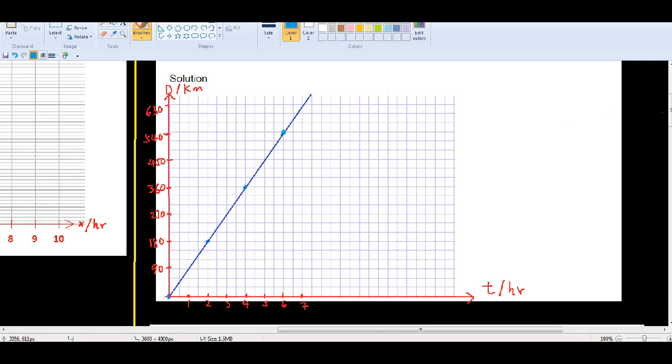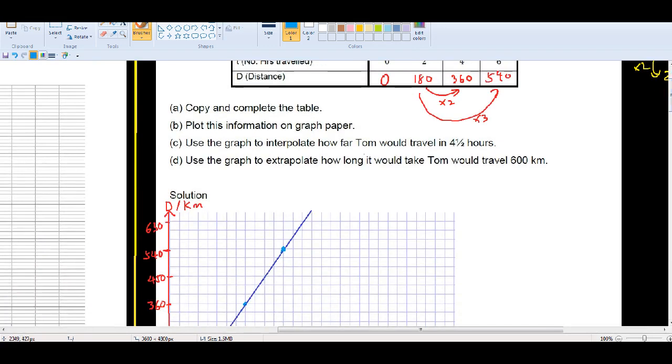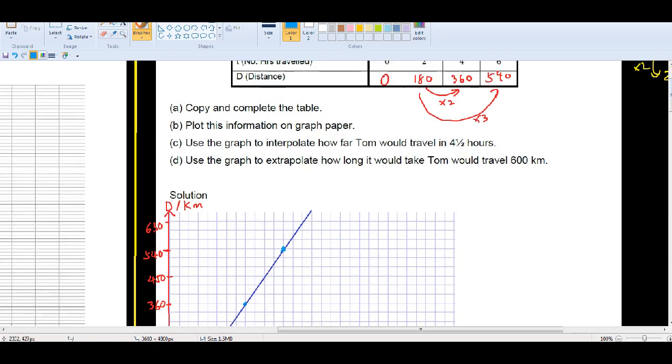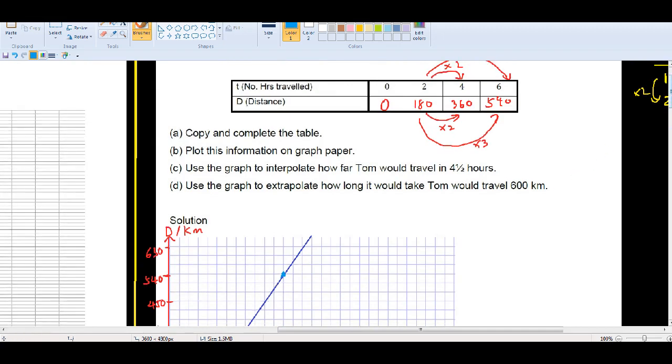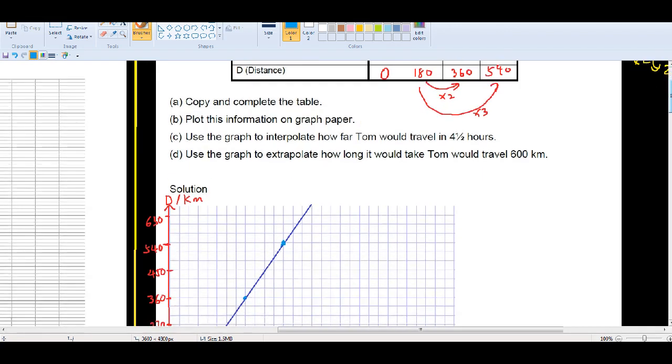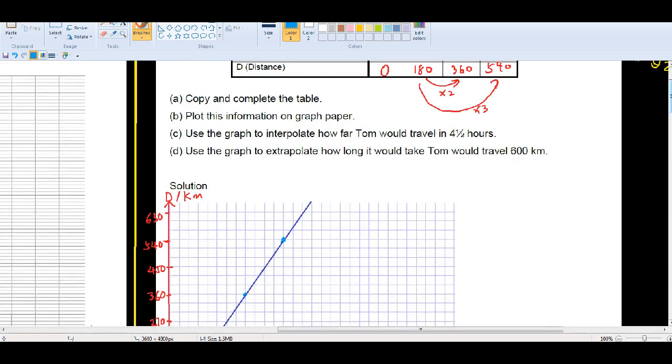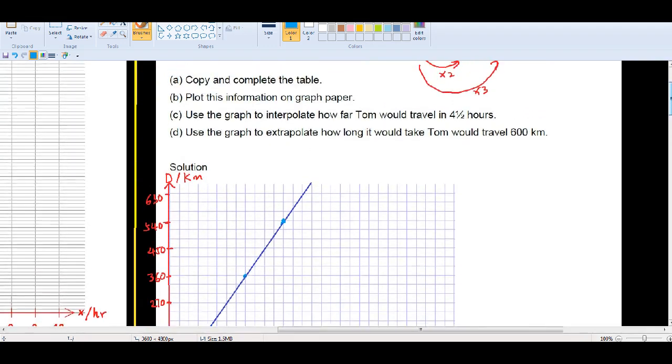Okay, so as long as you look at the data here. So interpolating won't be a problem. It's 4.5 hours. But how about 600 kilometers? So that's outside the current range, because the longest distance is 540. So you need to include at least 600 km on the y-axis. Okay, so basically you've done that.